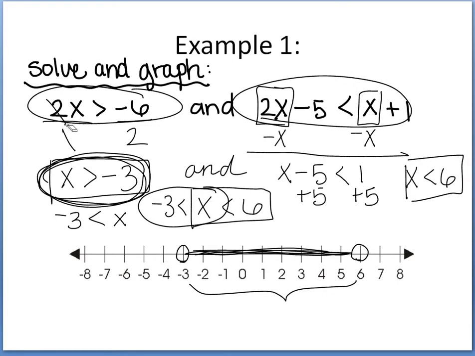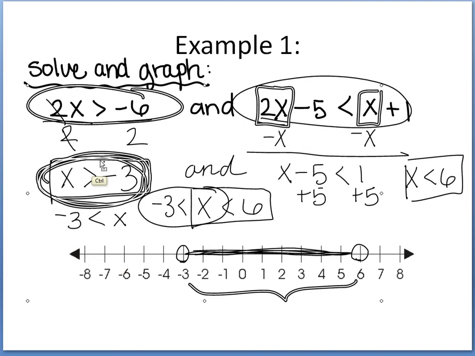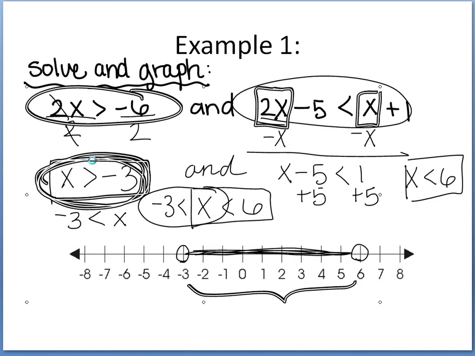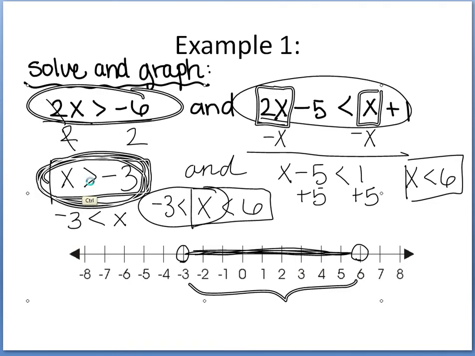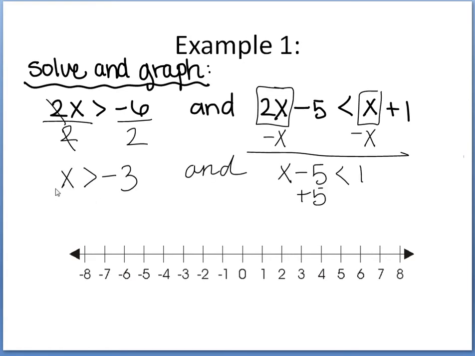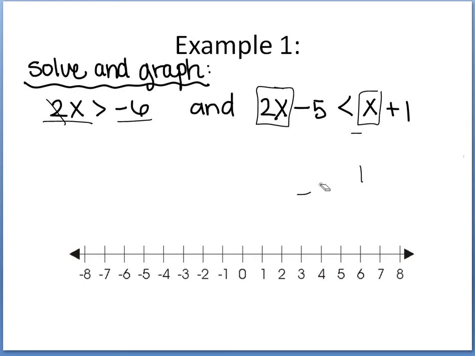What that means is, let me show you. I didn't mean to erase that part. Too much writing going on. Okay, let's clear some of this out.